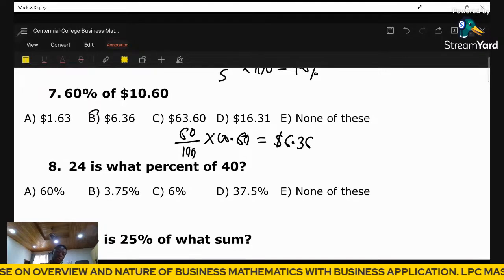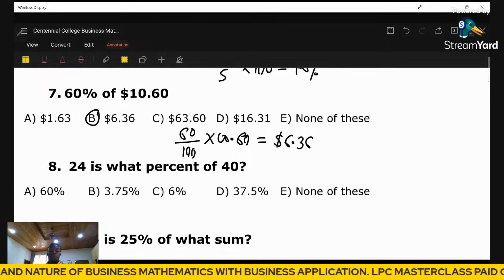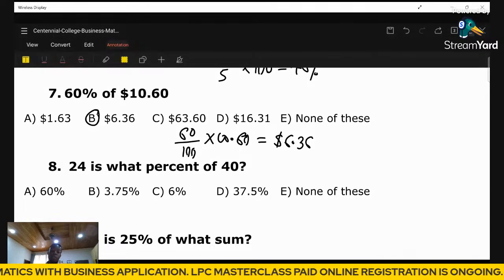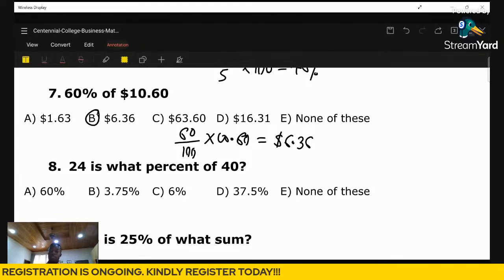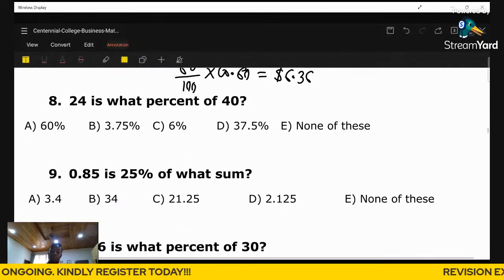And that goes for option B. So here too, you can also convert it to a decimal, because 60% is the same thing as 0.6, and you multiply by 10.60. Then you are good to go. I believe that is clear. All right, so that is for question number 7. Now let's talk about question number 8.